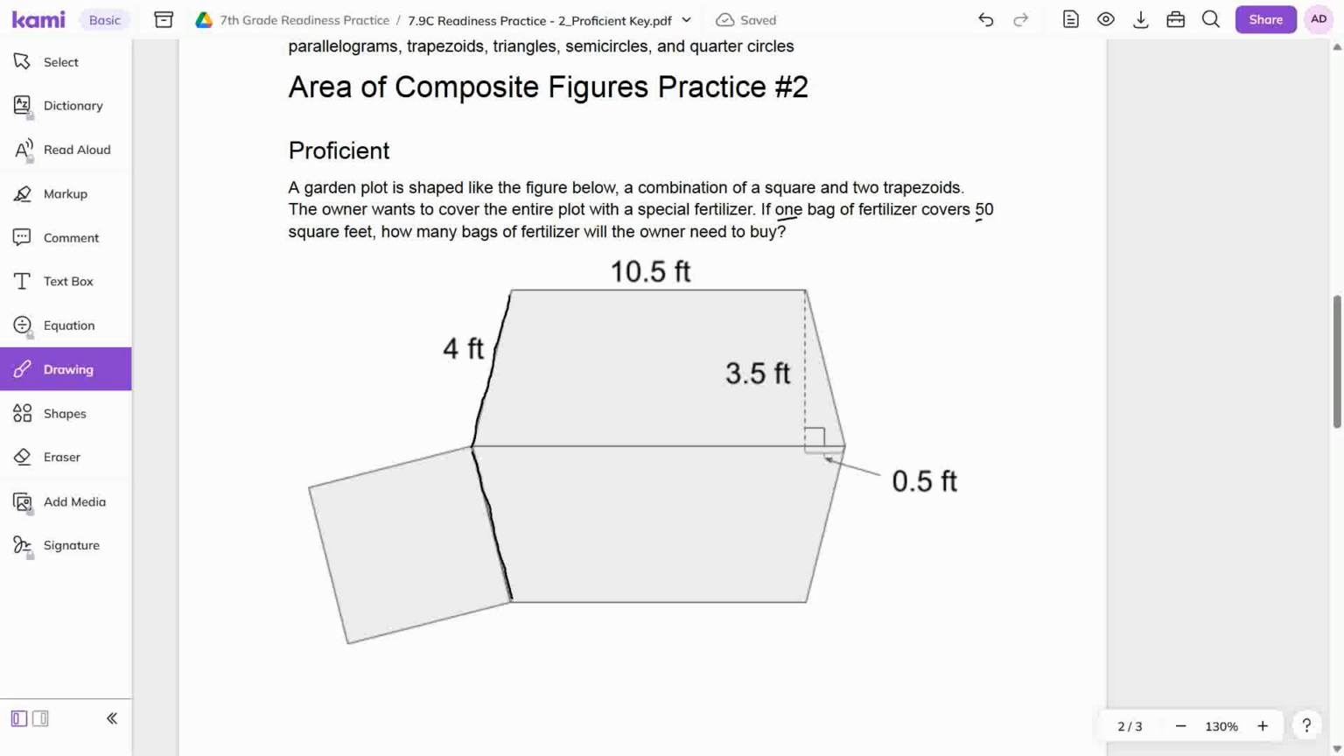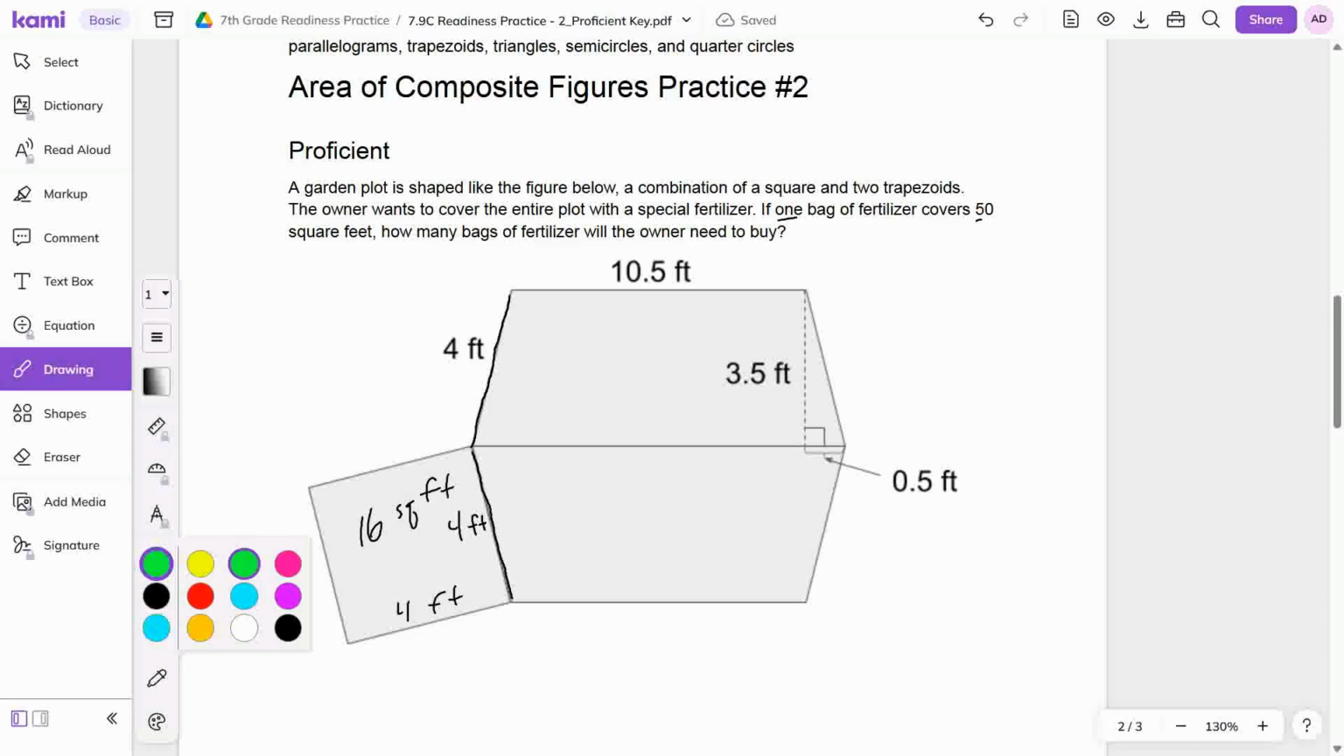That's a slant height. We don't really need that for the trapezoid, but we do need it for a square. They're both 4 feet. It is a square, so that's easy. So 16 square feet is going to be what I have here for my square. So let's get that out of the way.